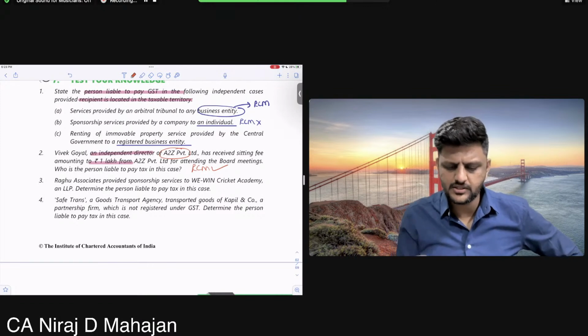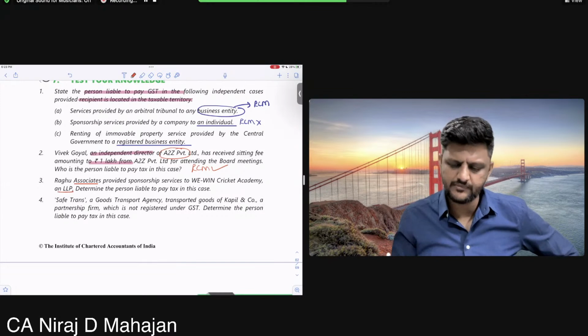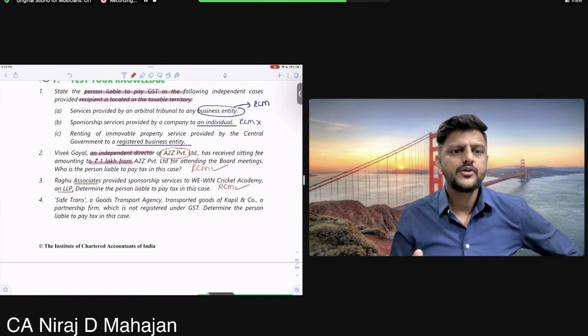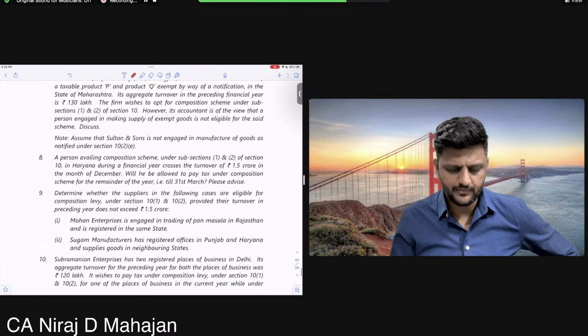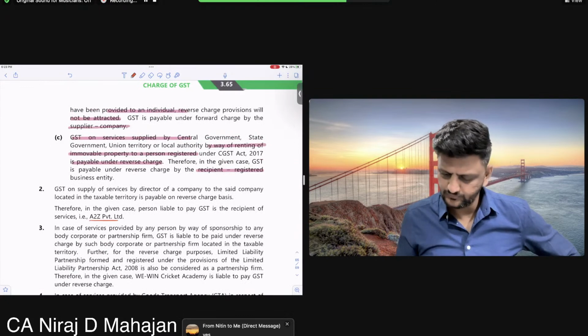Raghu Associates provided sponsorships to We Win Cricket Academy LLP. It is a body corporate. So RCM applicable, children? Yes or no? Tell me. So in 2 and 3, what are we saying? RCM applicable. Let us see. Yes, Leo.